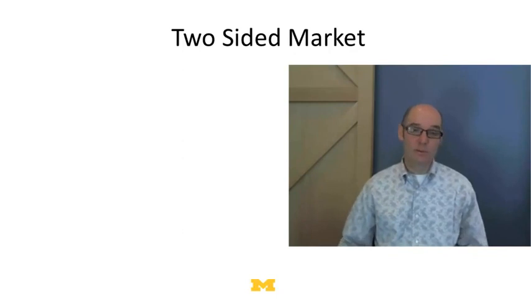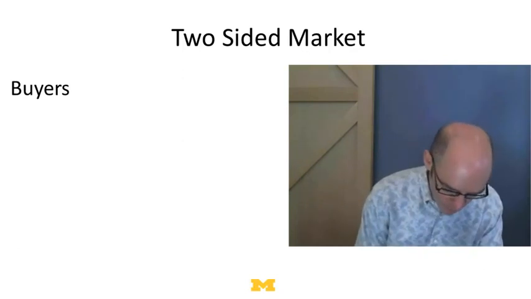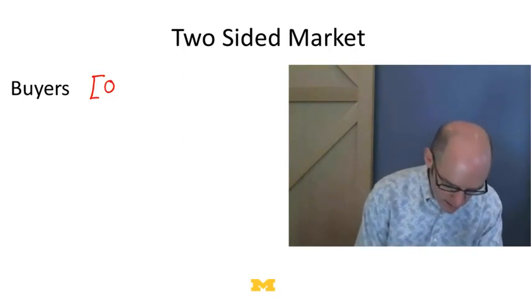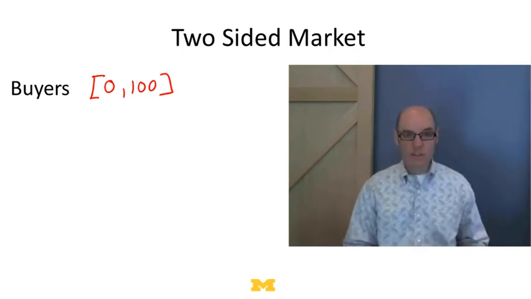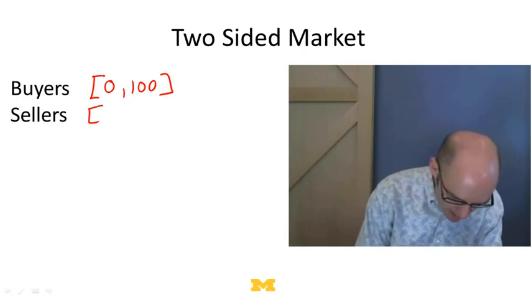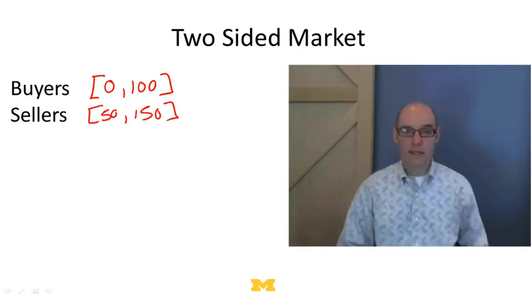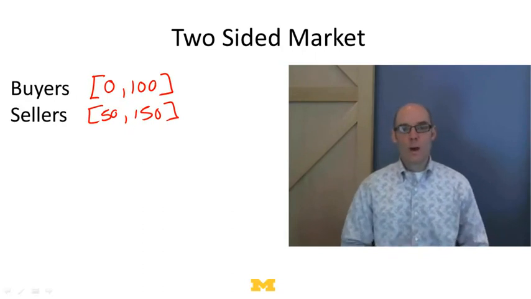So let's get started. Two-sided market. What is a two-sided market? Well, a two-sided market has a group of buyers. These are people who want to buy some good. And let's suppose, just for the sake of argument, that these buyers in this setting have values between $0 and $100. That means they're willing to pay somewhere between $0 and $100 for this good. Now, in addition to the buyers, there are some sellers, and let's suppose the sellers are willing to sell for between $50 and $150.